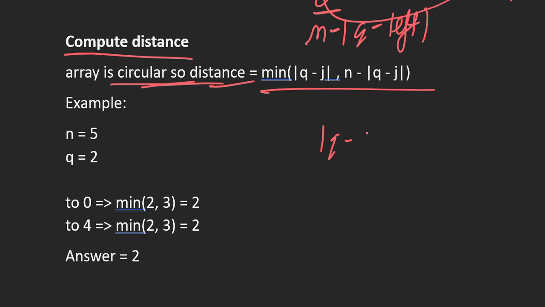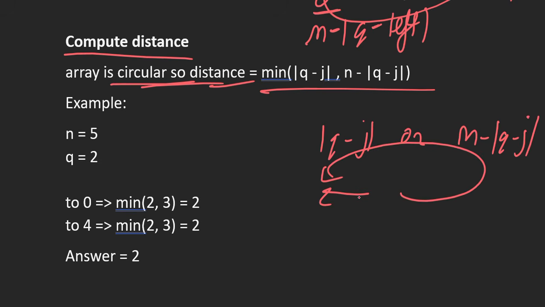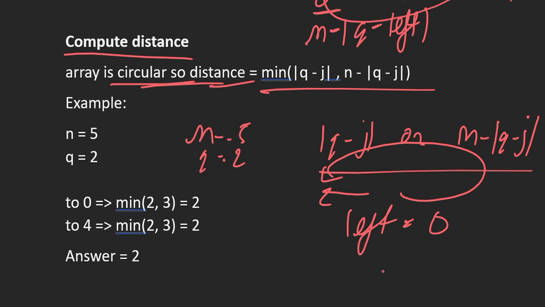One is Q minus the previous index, or n minus Q minus j, right? Either the straightforward distance or the circular distance. So in the example that we have taken, we have 5 elements and Q is equal to 2, and we get left index as 0 and right index as 4.